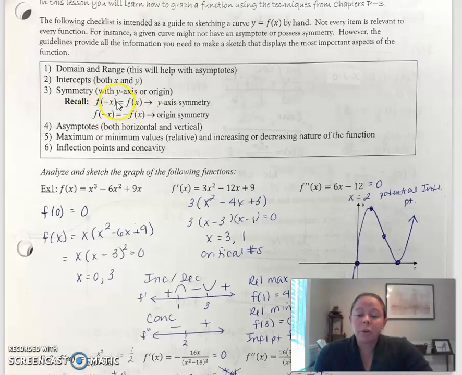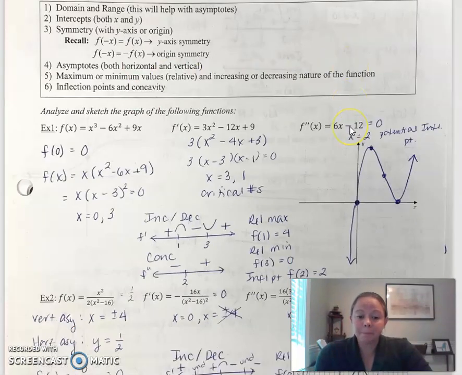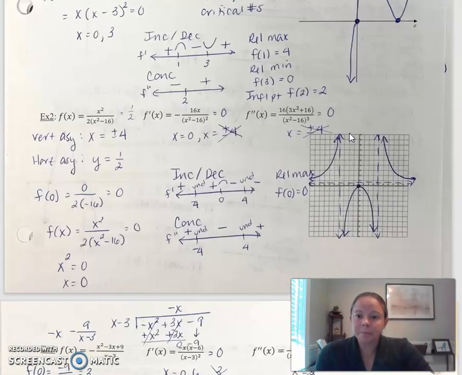But if it's helpful, if you happen to notice, asymptotes, both horizontal and vertical, max and min values, these are your relative extrema, increasing or decreasing, and then inflection points. You need to make sure all of this gets on your graph. Okay, so let's look at another one.